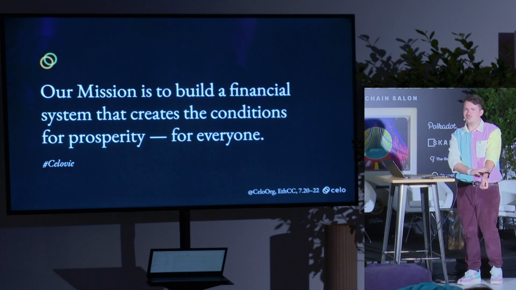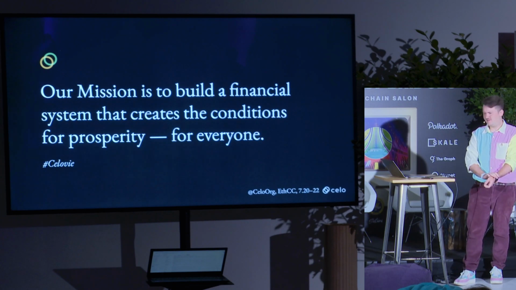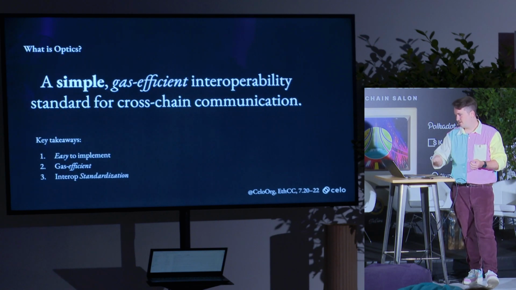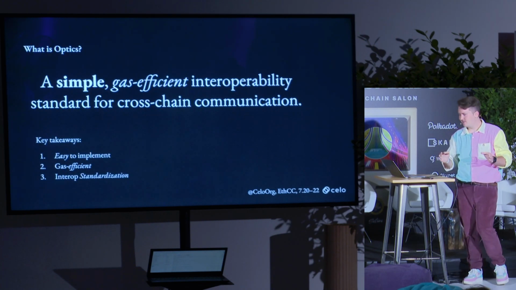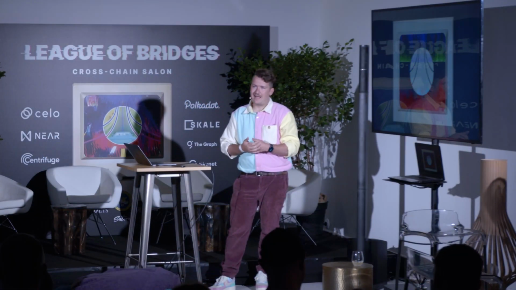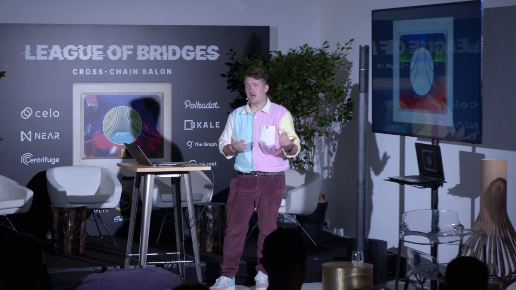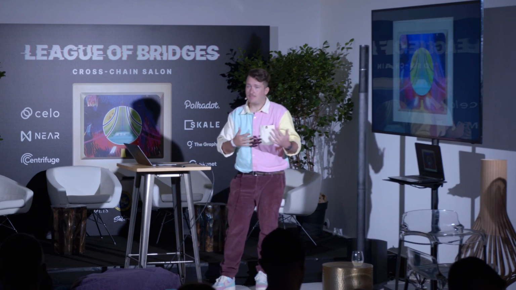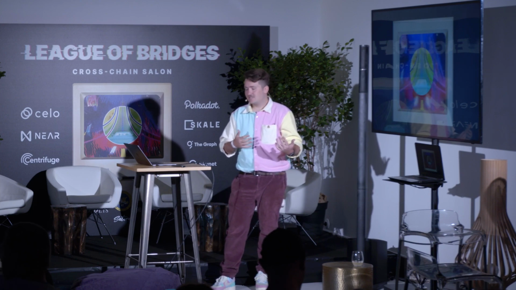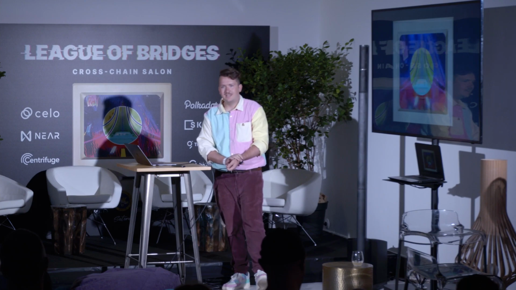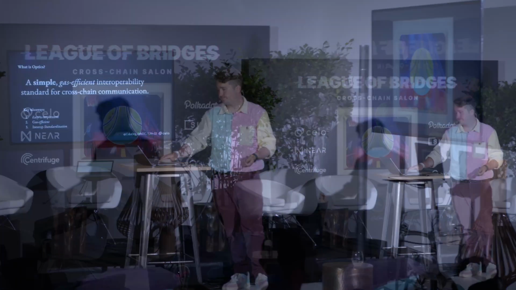Celo's goal is to build a financial system with the conditions of prosperity for all. And Optics really plugs into that by producing a simple, gas-efficient interoperability standard for cross-chain communication. There's a couple of highlights. It's really gas-efficient, really cheap to operate. It provides a nice standard for building cross-chain applications. And it's comparatively simple to implement compared to other existing blockchain bridges.